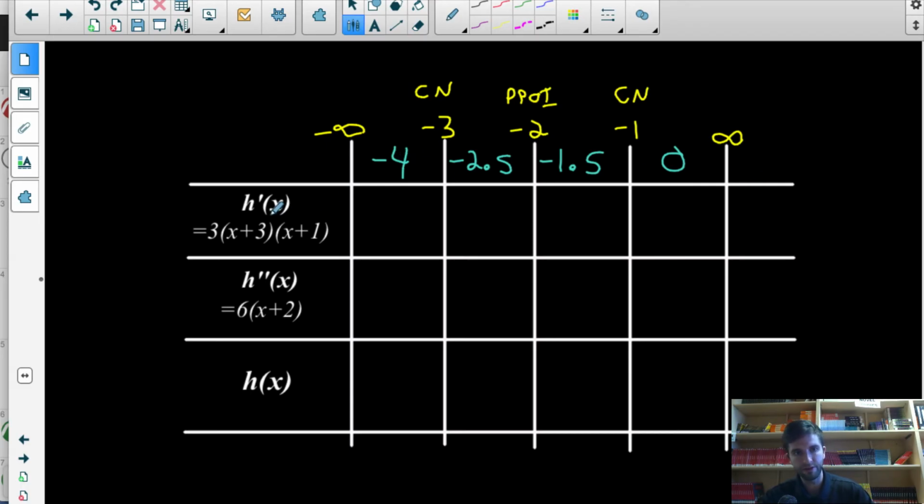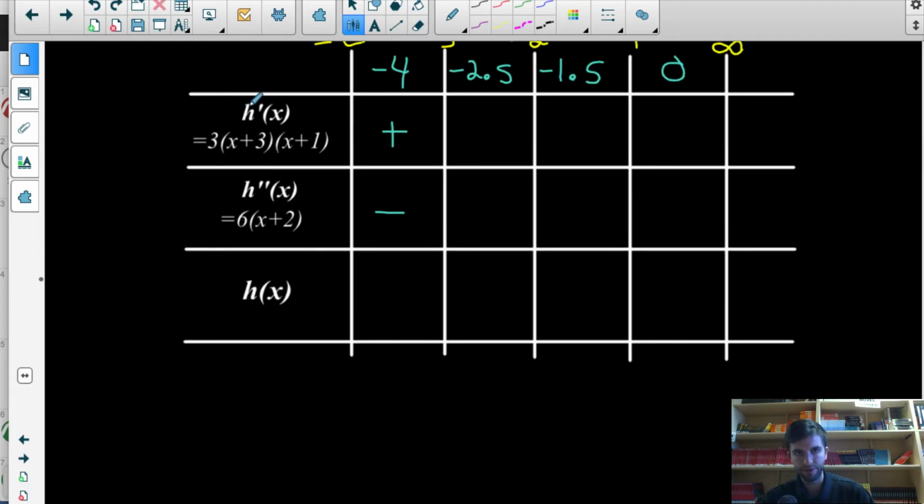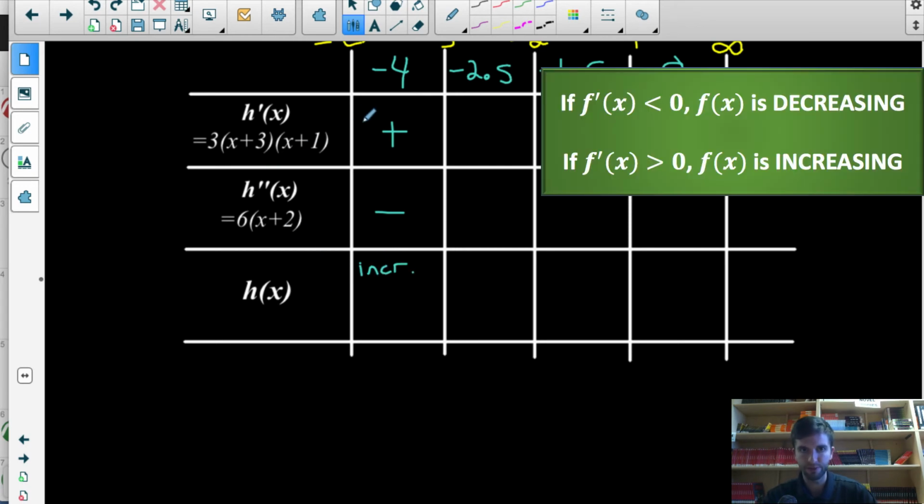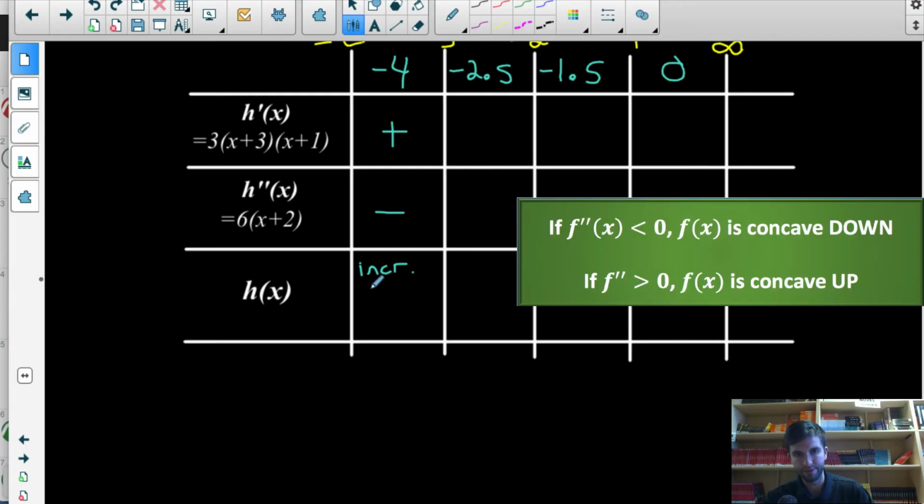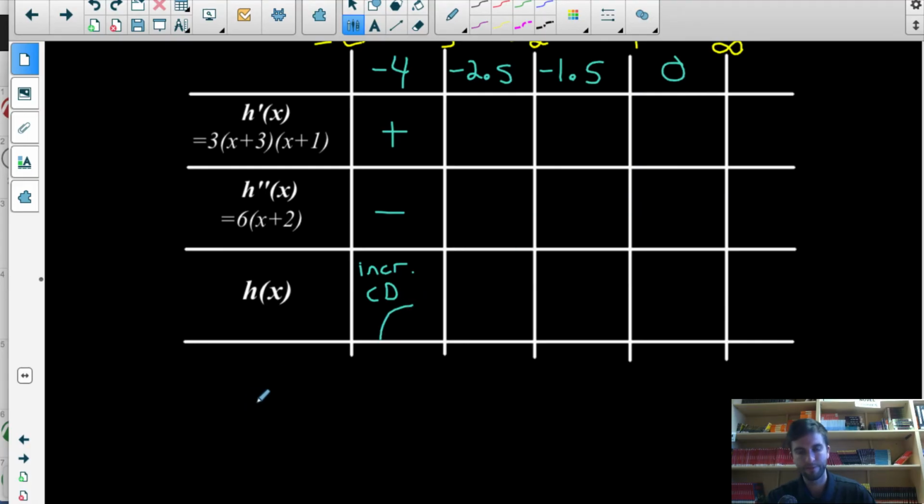We'll test each of these in the first and second derivative and see whether we get a positive or negative answer. If I plug -4 into here, I'd get a positive times a negative, that's positive. If I plug -4 into the second derivative, I'd get a positive times a negative, that's negative. Since the first derivative is positive, I know that the original function is increasing. The sign of the first derivative tells us whether it's increasing or decreasing, and the sign of the second derivative tells us that it's concave down. So we have an increasing function that's concave down. So it looks something like this.